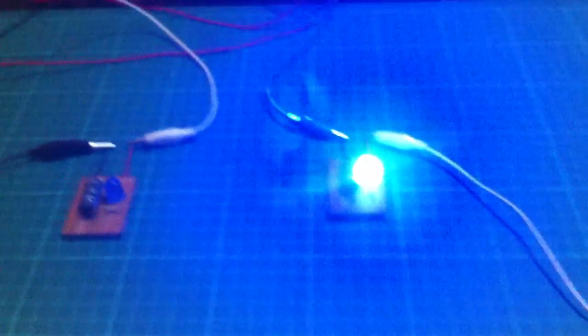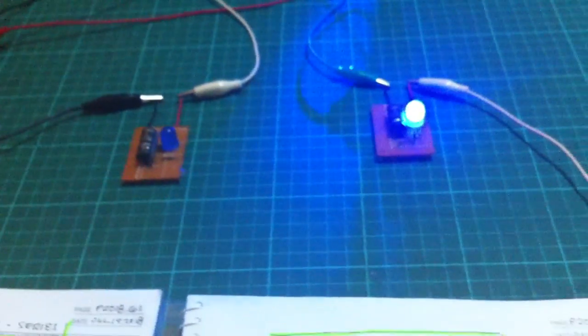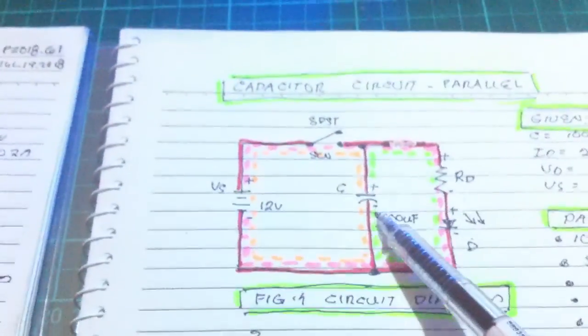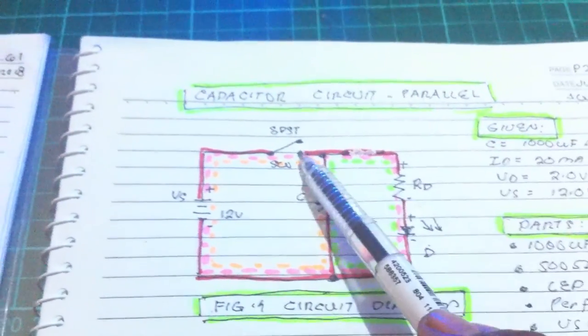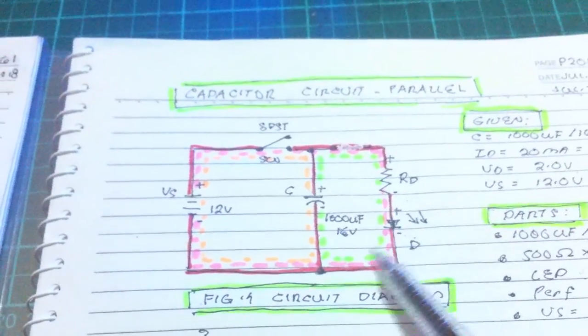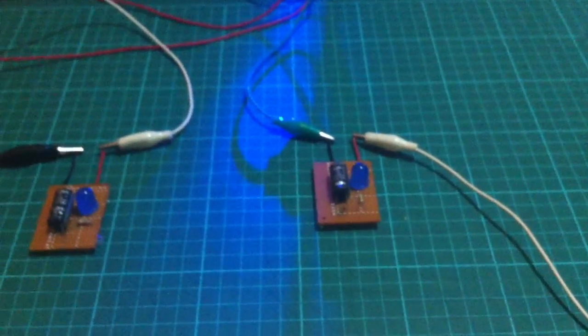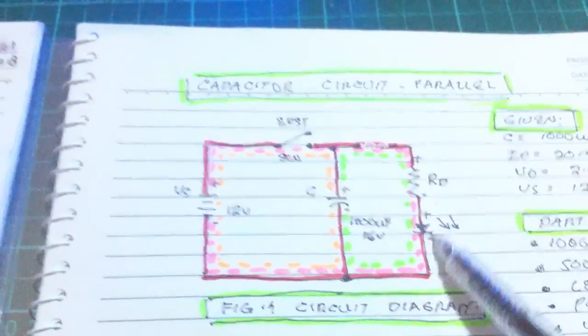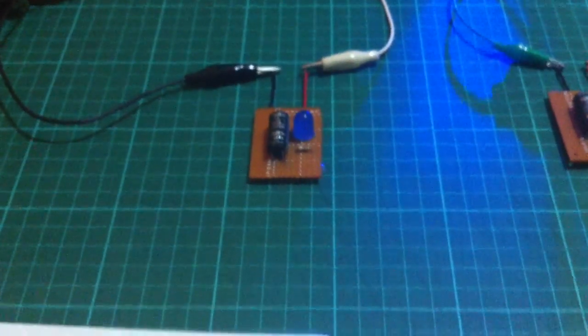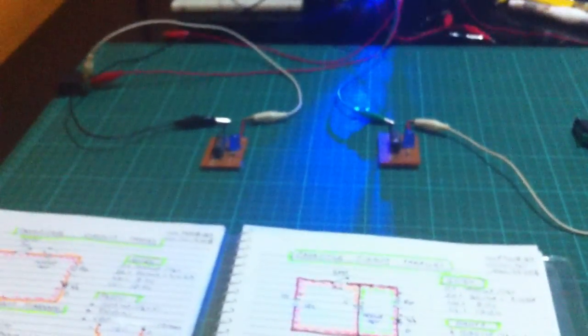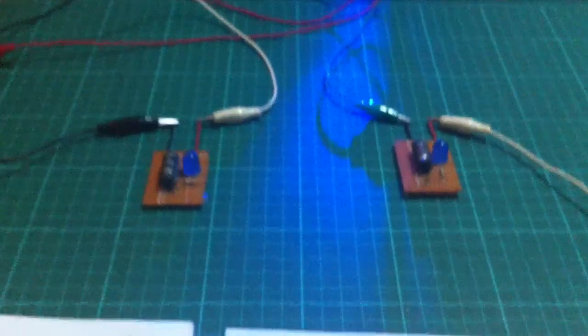So closing the circuit is slowly discharging. Why? Because the capacitor here is now supplying the current when you open the switch, until it becomes dark or no current flows. Unlike here, it is just blocking the LED from turning on. Okay, that's the operation of our capacitor circuit in series and in parallel.